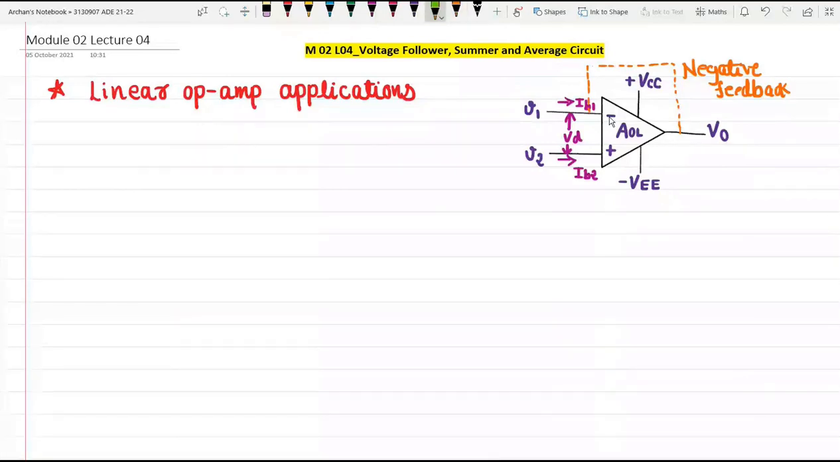But suppose I am providing the feedback to this non-inverting terminal. In that case you may say we have positive feedback. This indicates the positive feedback. But what happens in this case? The output will not behave in linear fashion with respect to input. So that is why the application is called non-linear applications.